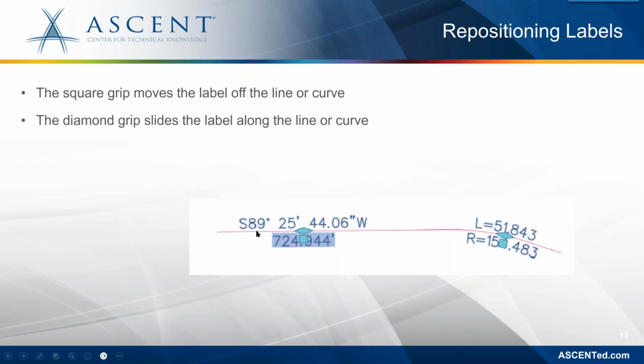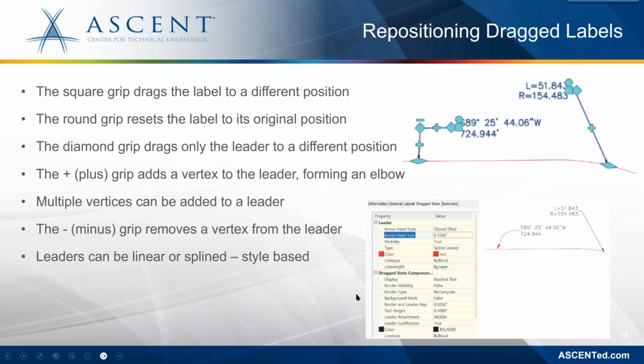And I can slide the label along the object with the diamond grip, or I can move the label off of the object with the square grip. When it's moved off the object, then there's a whole slew of other grips that appear. And to tell you the truth, what I do is I just kind of hover over the grip and it tells me what it does because I never remember this.